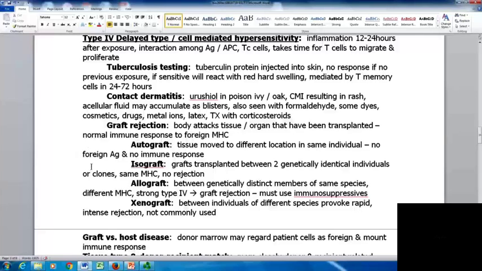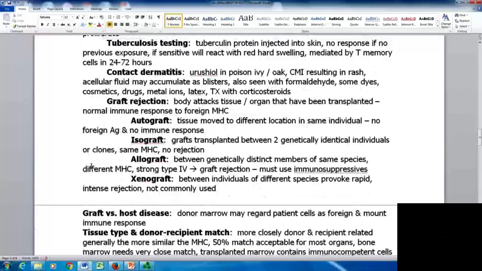Isografts are going to be grafts transplanted between two genetically identical individuals or clones. They have the same MHC, so there's no rejection. Again, this is not an option for most people, as it would require having a genetically identical individual like a twin.